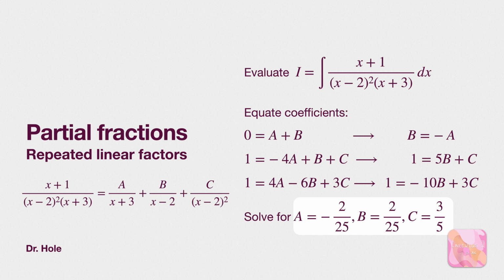Okay, so this is the second method. We're equating coefficients, whereas the first method was strategic substitution. You need to use this second method of equating coefficients whenever you have repeated factors.